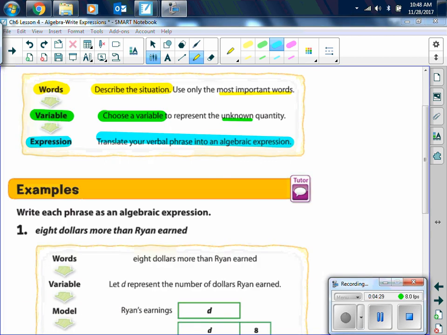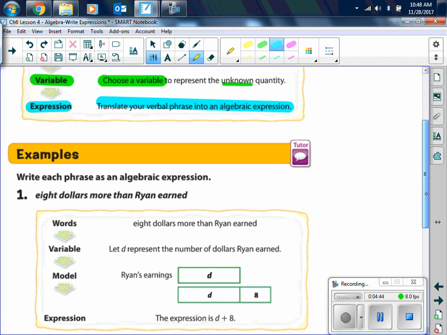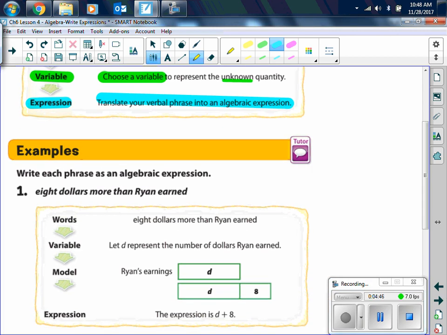All right, so example 1. Okay, here we want to write each phrase as an algebraic expression. So in example 1 the words are $8 more than Ryan earned. Okay, $8 more than Ryan earned. So that is our expression in words. Okay. Now we want to figure out what is it that we don't know in that expression. Here, what is it that we don't know? Very good. We don't know how much Ryan earned, right? We don't know how much he earned, so that is going to be our variable.